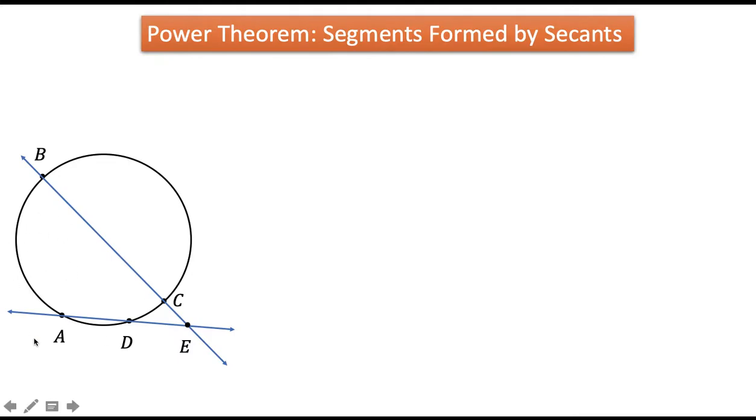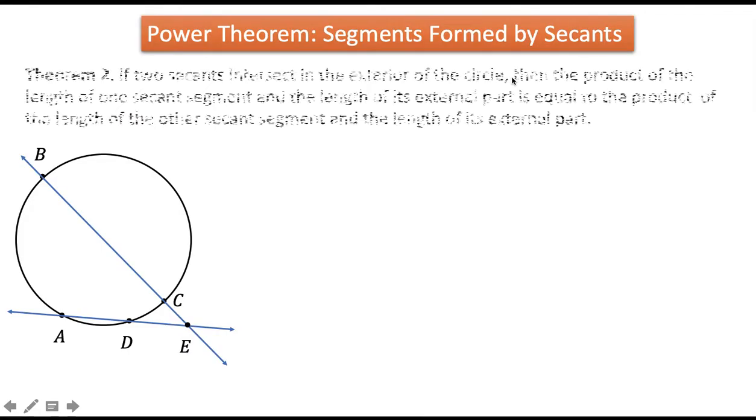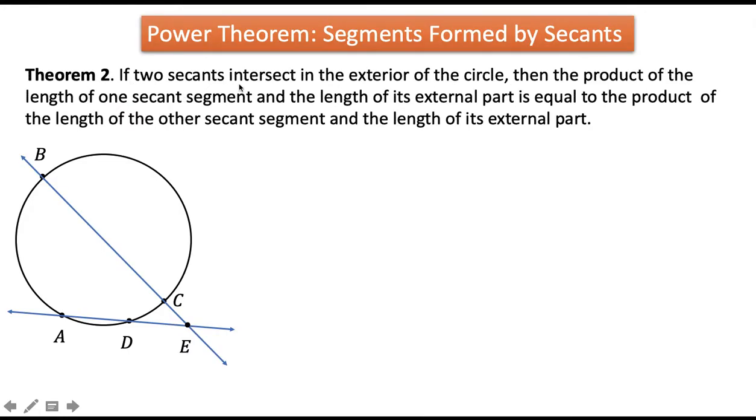Given a circle intersected by two secants BC and AD, intersecting outside the circle at point E. This situation falls under the power theorem, particularly segments formed by secants. The theorem states that if two secants intersect in the exterior of the circle, then the product of the length of one secant segment and the length of its external part is equal to the product of the length of the other secant segment and the length of its external part.